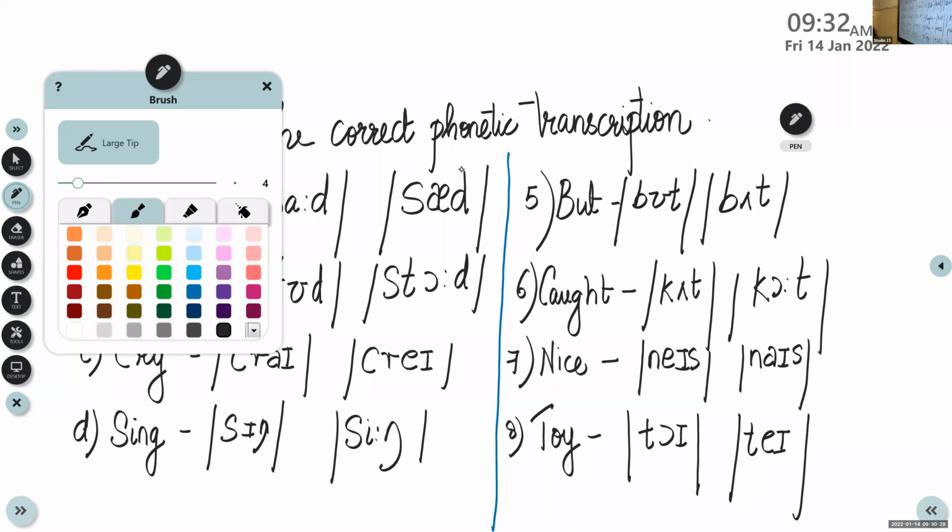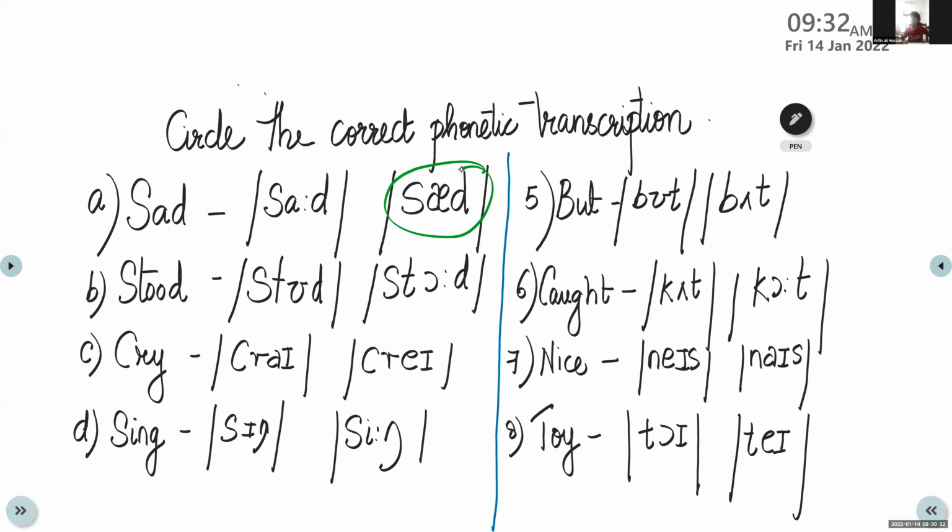Very good. Beer. Ma'am. Stood. Second one. I didn't hear you. Stood. Which second is the correct one? Second. No. First, ma'am. So your answer is wrong, dear. This is aw. This is stood. Rida. Third one. Yes. First one. Yes. Cry.